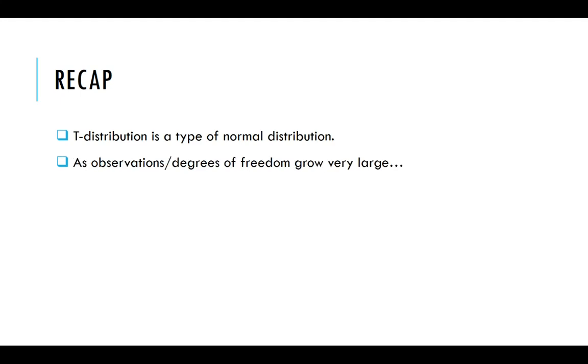So let's recap, but this is not my summary slide. There will be a few more slides, so do not close prematurely. As we've said, our t-distribution is a type of normal distribution. As our observations or our degrees of freedom grow very large, what did we just say? What's going to happen to that t-distribution? Well, it's going to converge to the normal distribution.